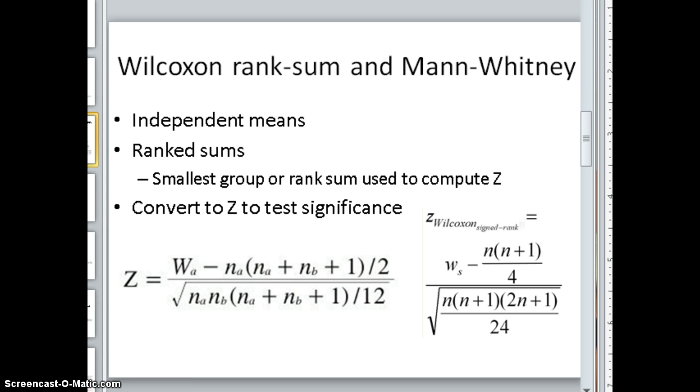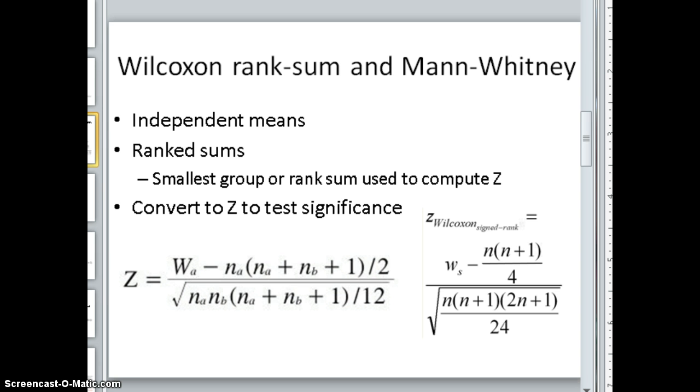I've presented 2 versions of the same formula here. I won't ask you about the computation for the exam this time, but know that the rank sums for each group are compared to what would be expected if the ranks were similar across the 2 groups. In other words, if the ranks were random across the 2 groups.